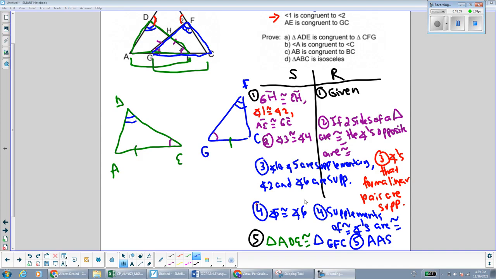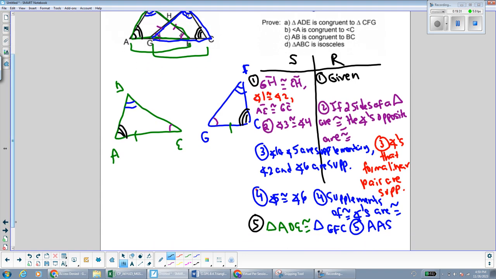Part B of the proof is to prove that angle A is congruent to angle C. Now that we know the two triangles, ADE and GFC, are congruent to each other, it's just one more step of our proof to say that angle A is congruent to angle C due to CPCTC. If the triangles are already congruent, their corresponding angles also have to be congruent. I'm going to also mark that in the original diagram as well so we can clearly see it in both pictures. So let me put that here. Angle A is congruent to angle C, and that is CPCTC.